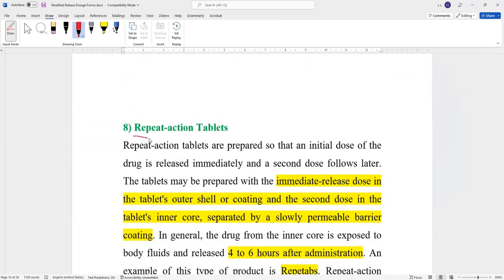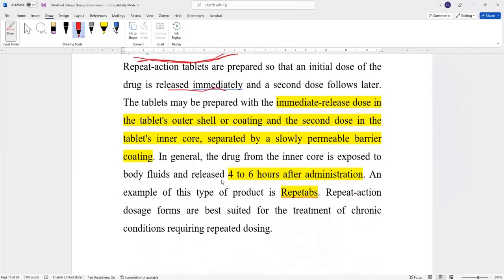طيب repeat action tablets, do you remember it? Repeat action tablets. Remember that we said that it usually contains 2 doses, right? One that is released immediately. It contains, sorry, 2 doses. Okay, it can be, as I said, a 2-layer tablet or a tablet within tablet, I told you. So the outer shell will be released immediately, or one of the layers will release the drug immediately, while the second will release the drug later, maybe after 4 to 6 hours of administration.